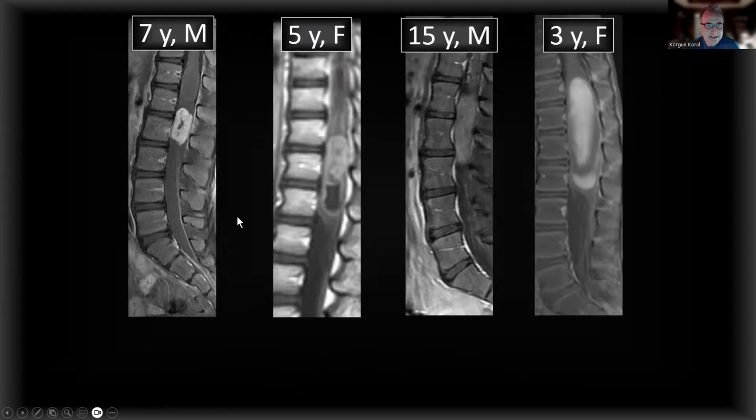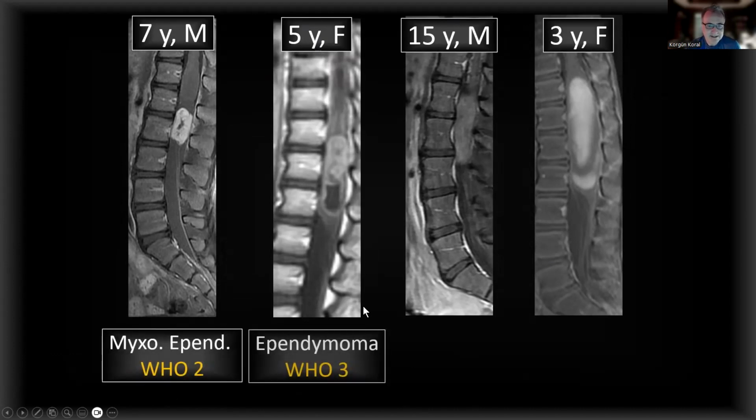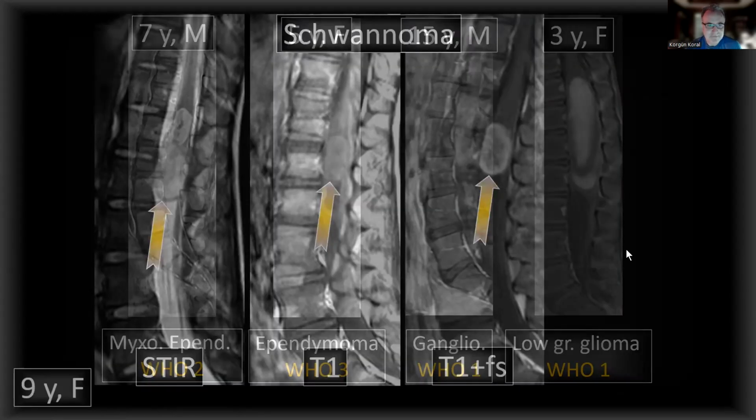And intraspinal tumors arising from the conus medullaris or spinal cord can result in back pain also. All these patients had back pain in their history, and there are different tumors arising from the conus medullaris. So not all tumors arising from the conus medullaris are myxopapillary ependymoma, but this one was. But the next one was an anaplastic ependymoma, and the next one was a ganglioglioma, and the next one was a low-grade glioma. So typically, we call them myxopapillary ependymoma, but other etiologies can result in a very similar appearance.